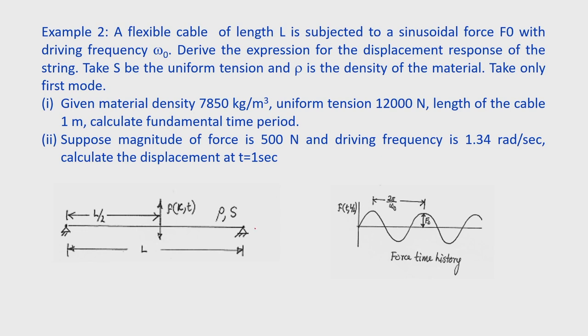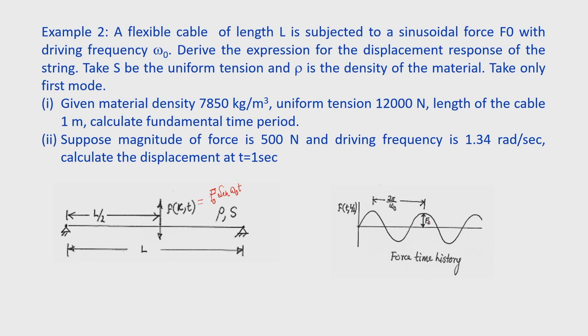Now here it is the string and at the center the force is applied. The force is of the form F naught sin(omega naught t). So this is the nature of the force that is applied here. And you can see the time period of the force is 2 pi by omega naught. The amplitude of the force is F naught. So this is the force time history.